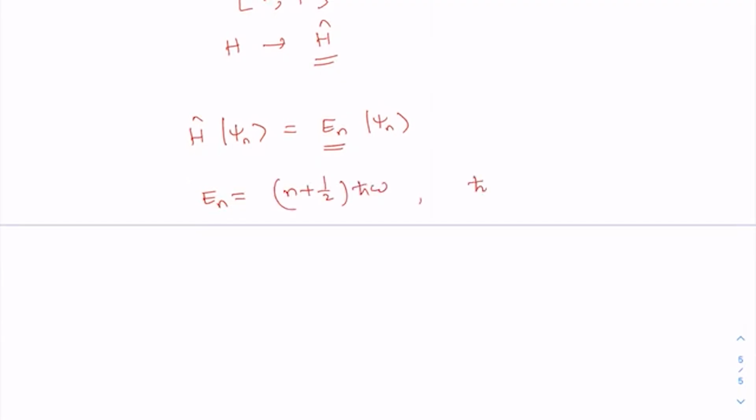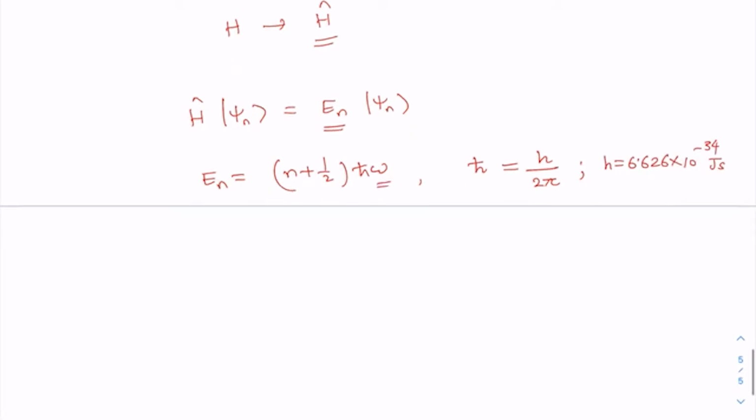h cross is the so-called reduced Planck's constant, defined as h divided by 2 pi, and you know that h is equal to 6.626 times 10 to the power minus 34 joule second, and omega is the angular frequency of the harmonic oscillator, and n takes integer values 0, 1, 2, 3 like this.